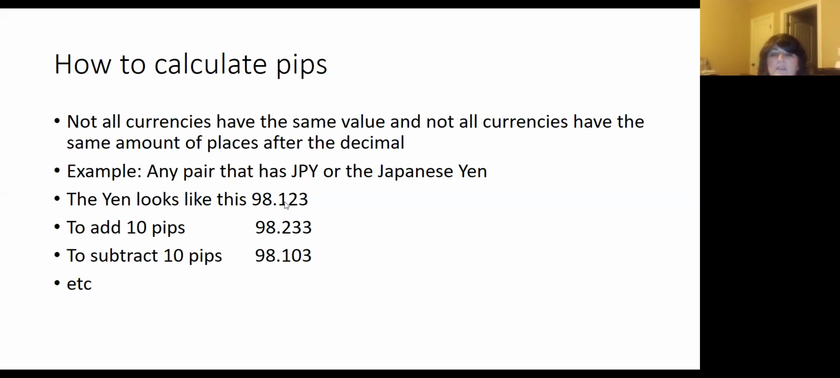If we're going to add 10 pips to the 12, then that makes it 23. If we're going to subtract 10 pips from the 12, that really makes it, I didn't subtract properly. That would be 02 there. So sorry about that, guys. Anyway, you got the gist, I hope.